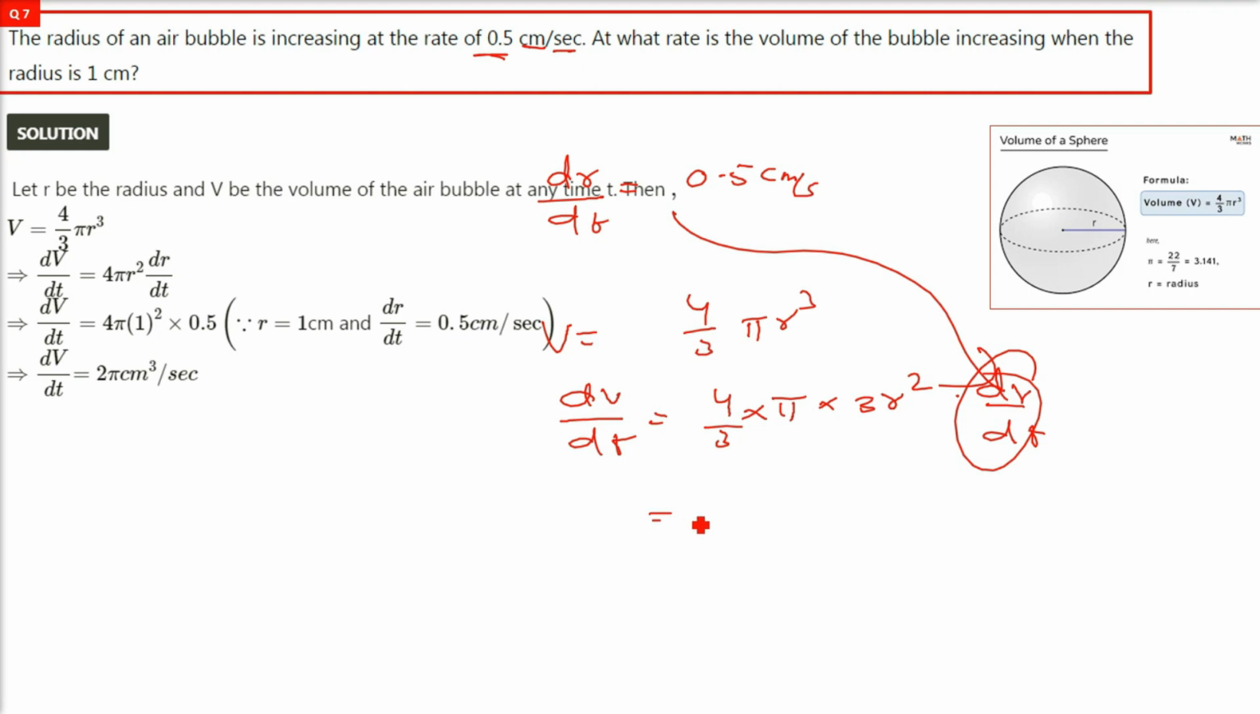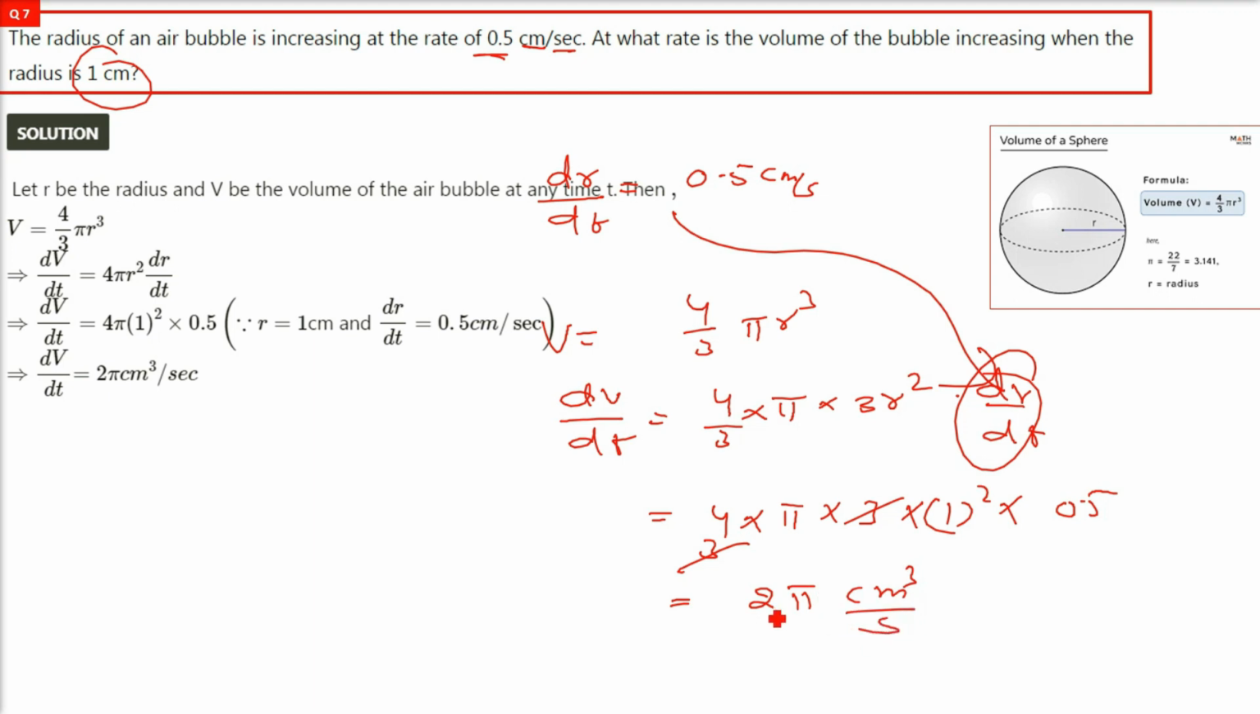So 4 by 3 into pi. You can always replace this pi by 22 by 7, but normally we generally write it with a pi here. 3 gets cancelled. 4 pi into 0.5 is going to be 2 pi centimeter cube per second, which is dv by dt, the rate at which the volume of the bubble is increasing when the radius is 1 centimeter. So dv by dt is your final answer.